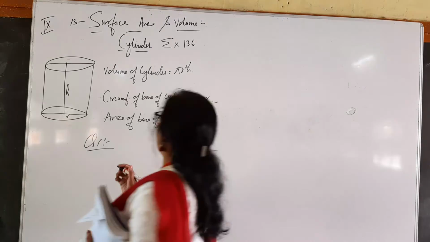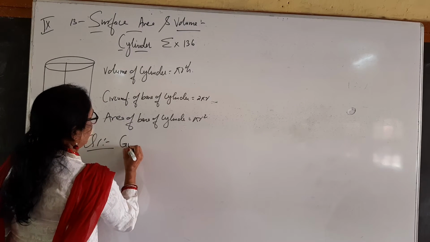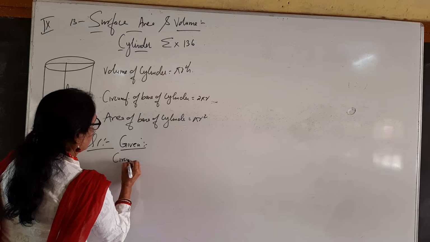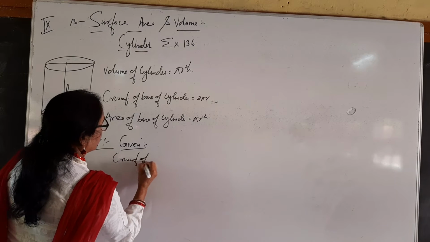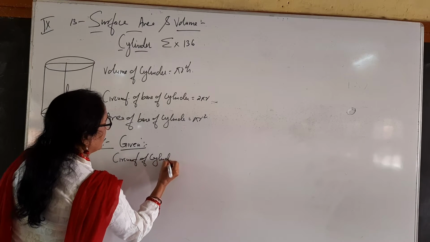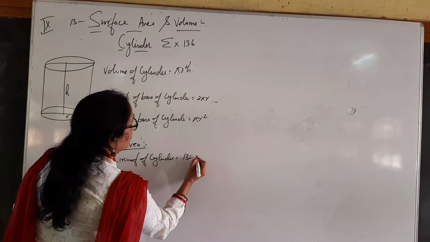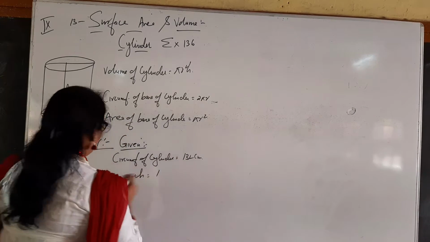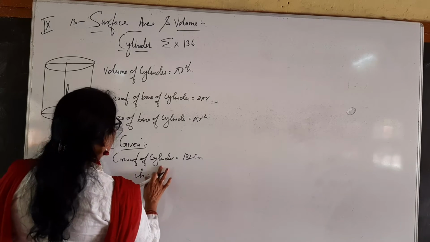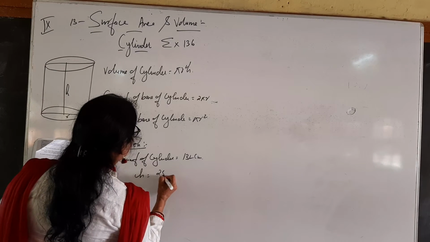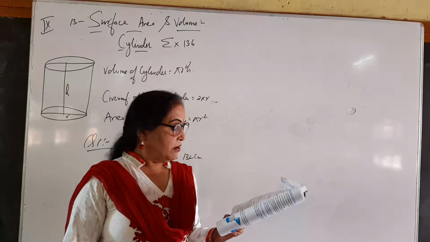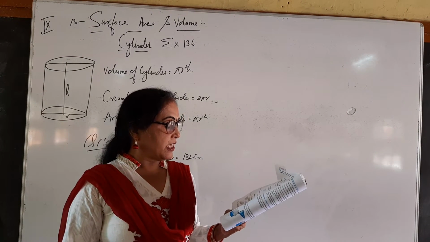First we will write the given. Given circumference of cylinder is 132 centimeter. Height is given 25 centimeters. Now, how many liters of water can it hold?